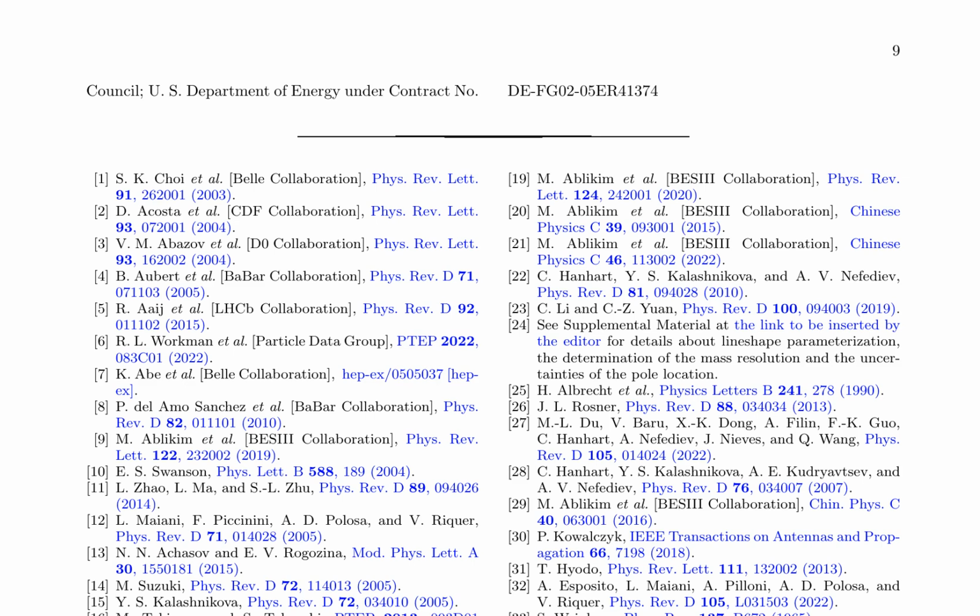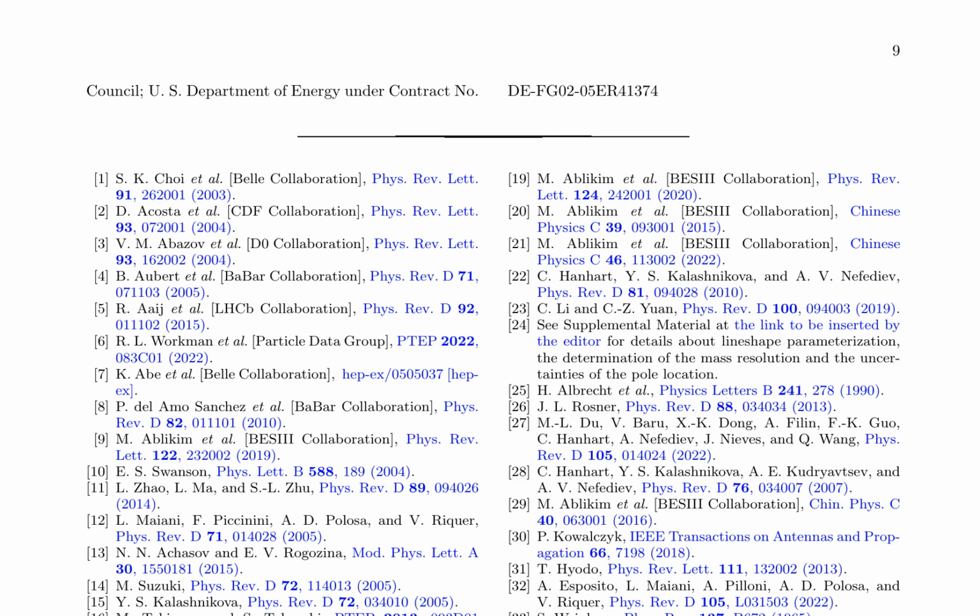The Zc(3900) is observed as a peak in the pi+ J/psi invariant mass distribution, with a statistical significance of 8.9 sigma. The mass and width of the Zc(3900) are determined to be 3894.5 plus or minus 6.6 plus or minus 4.5 MeV/c squared and 46 plus or minus 10 plus or minus 3 MeV, respectively, where the first error is statistical and the second error is systematic.